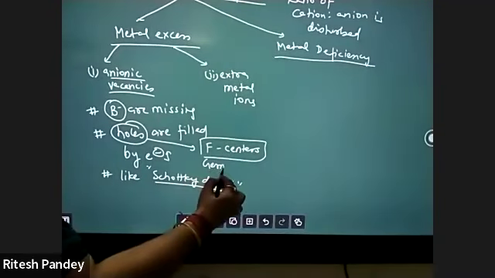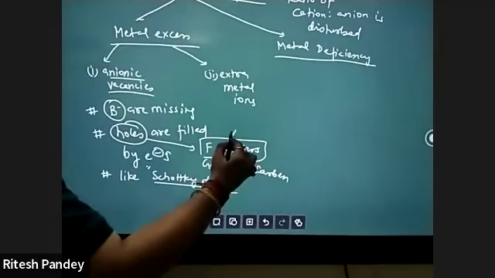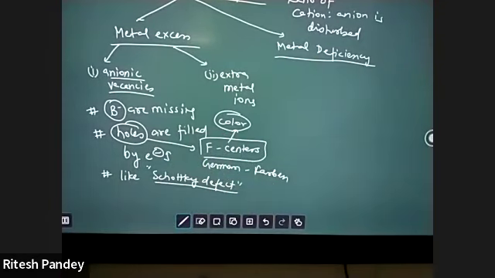This is a German word, Farben. This can bring color into the compound.